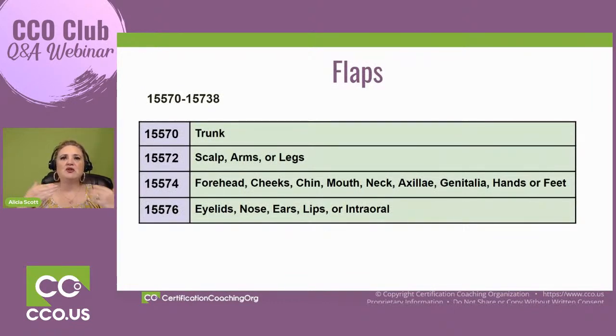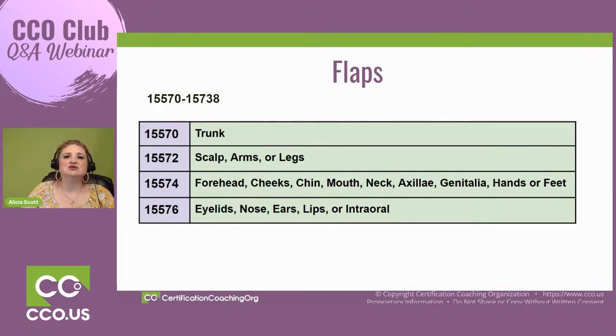Flaps. Now, what I wanted to look at first on flaps was what's our code range? It's a pretty big code range, and we're not going to go over all those codes. 15570 through 15738. I mean, we're talking about over 200 codes. But if I take the first few and we describe what's different in them, then it'll make sense because it kind of repeats itself. So for the flaps, 15570 is for the trunk.